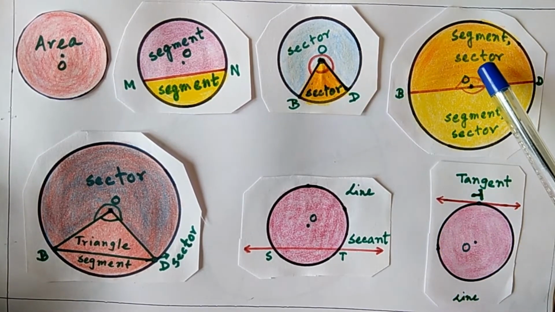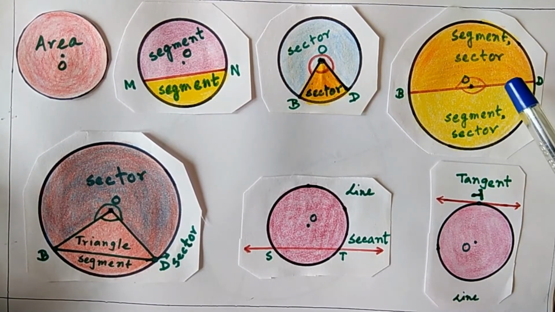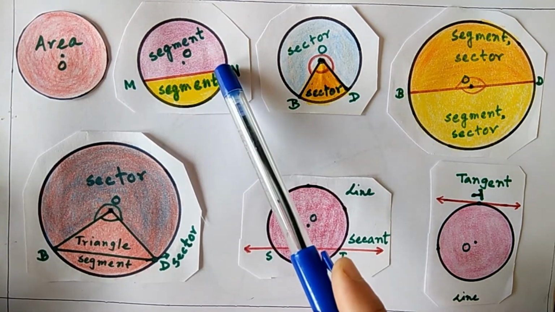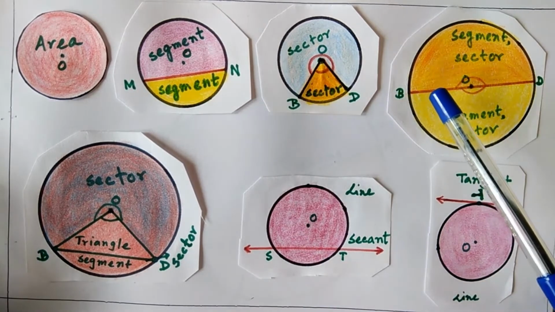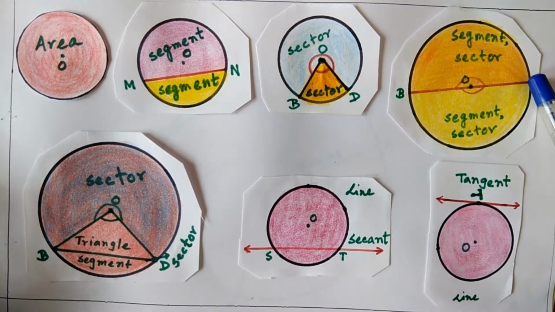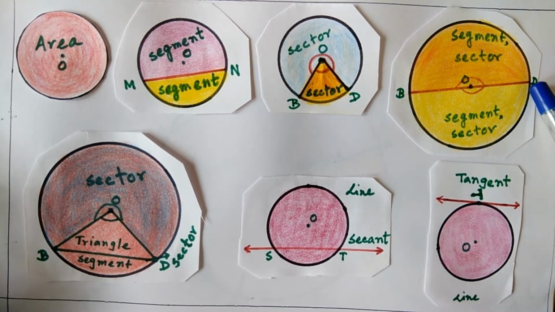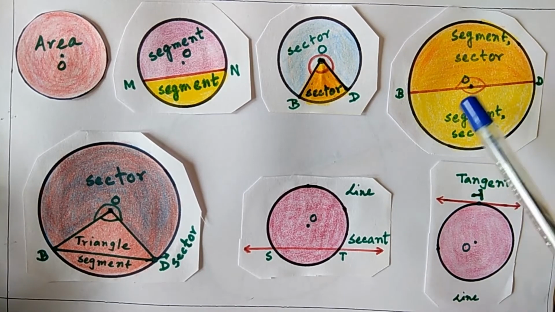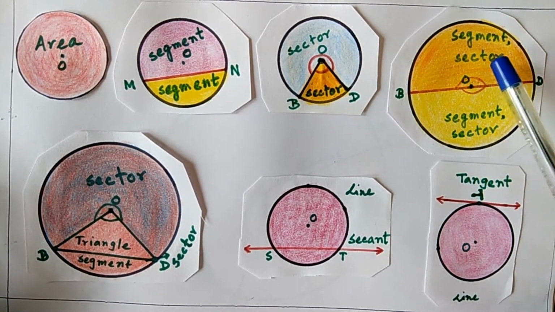Now this is a special case when segment and sector become equal. Now friends, for a segment we have taken a chord. So we know that a diameter is also a chord. So if we take a diameter as a chord, then this diameter and this arc, and this diameter and this arc are equal, because this is a semicircle, this is a semicircle. So both the segments are equal.